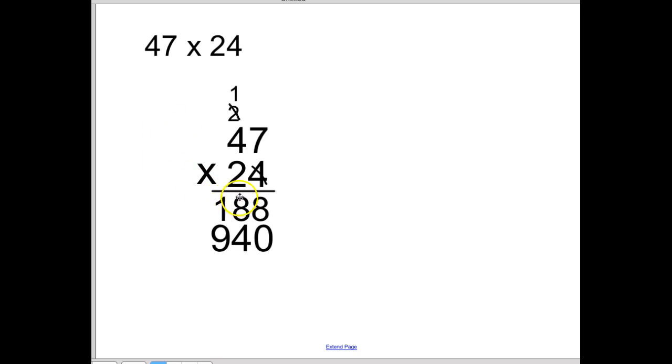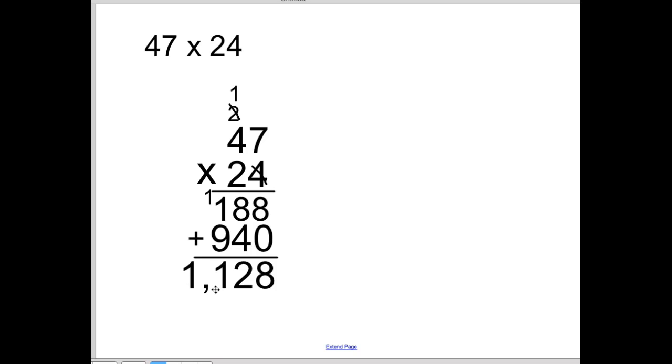Now I have to add these two numbers together. To do that, I just do 8 plus 0 is 8. 8 plus 4 is 12, so the 2 goes down and the 1 goes above the other one over there. And then I have 9 plus 1, which is 11, and then put in my comma, so my final answer is 1,128.